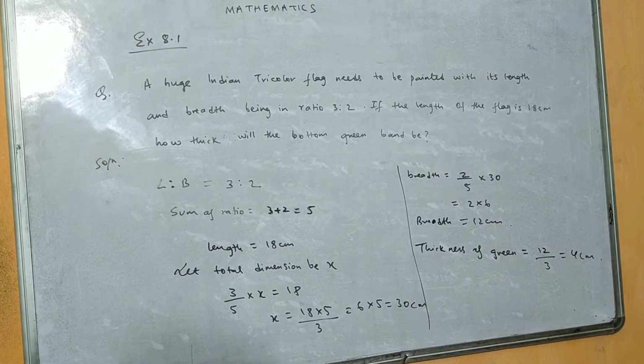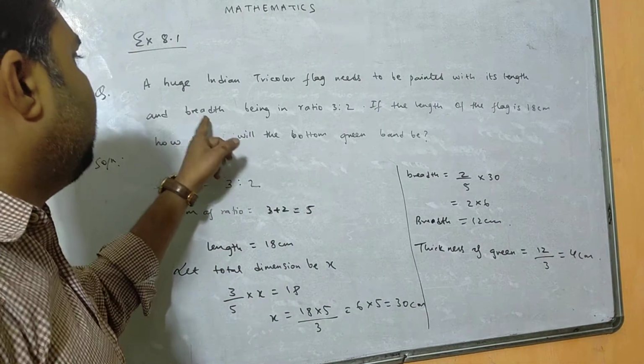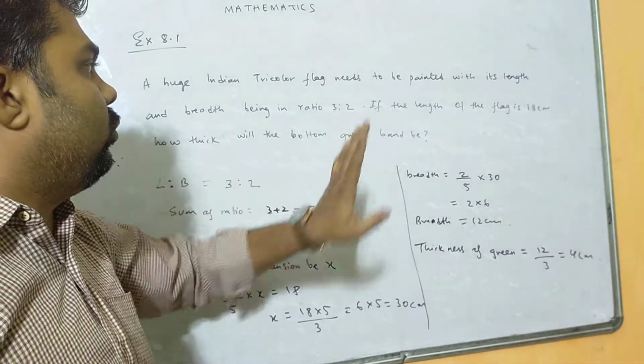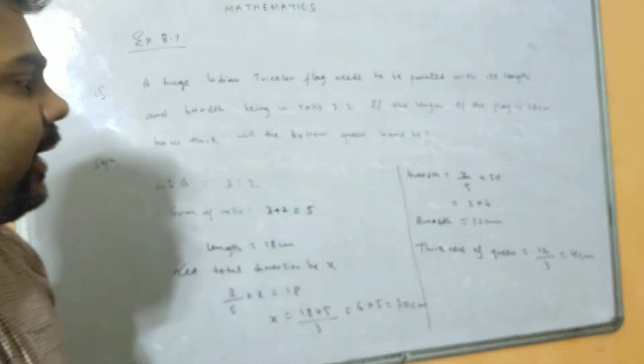Next question we have, a huge Indian tricolor flag needs to be painted with its length and breadth being in the ratio 3 is to 2. If the length of the flag is 18 cm, how thick will the bottom green band be?